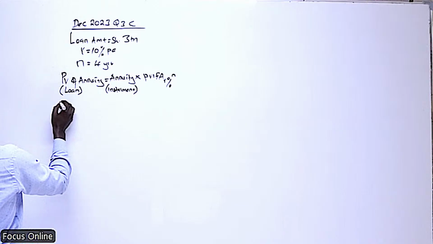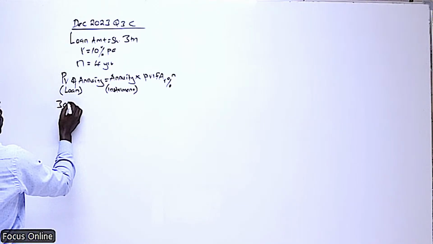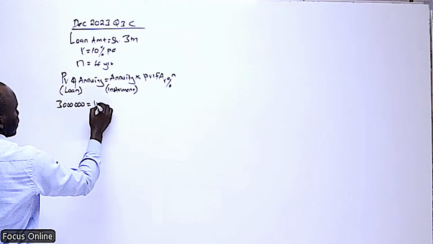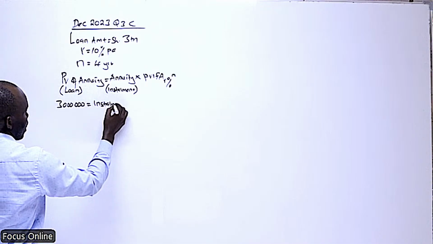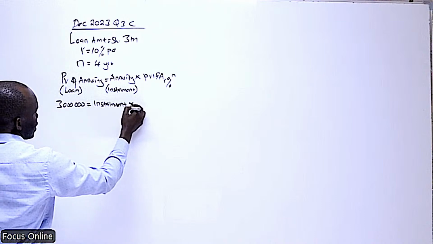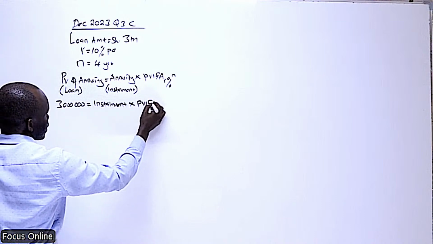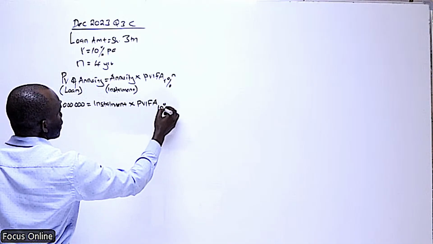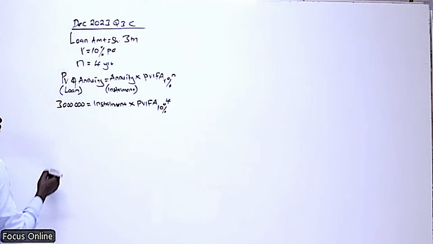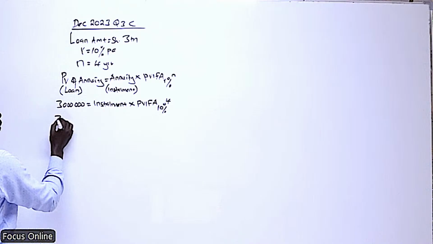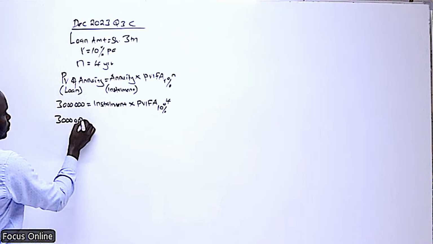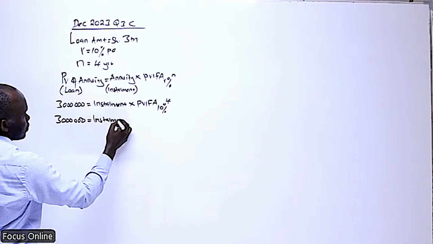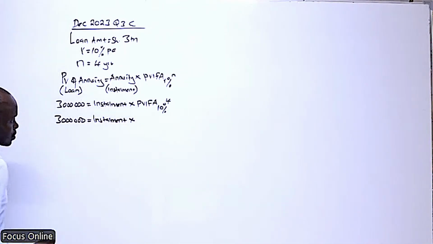So 3 million is equal to the installment times the present value interest factor annuity at 10% for period 4. So 3 million is equal to installment times.